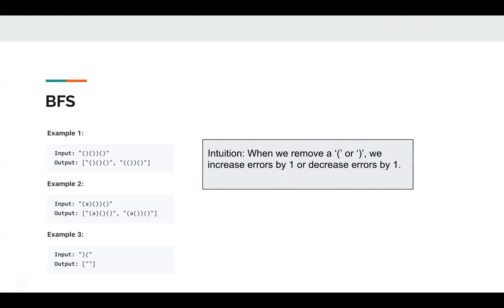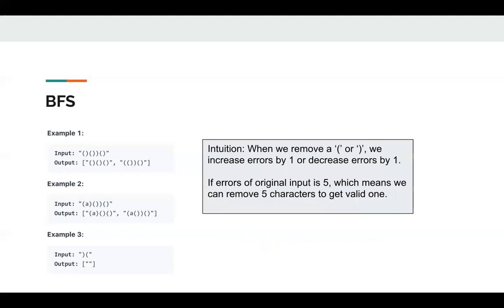Okay, so the first idea is BFS. It's like the shortest path. For example, if we have an input whose error is 5, then we can try to remove every character in this input. And we can pick the new string which has a smaller error count, right? Since there's an intuition: when we remove an open bracket or closing bracket from the input string, we increase errors by 1 or decrease errors by 1. Of course, we need to choose those strings which have smaller errors, right? For example, if the error is 5, which means we can remove 5 characters to get the valid output.